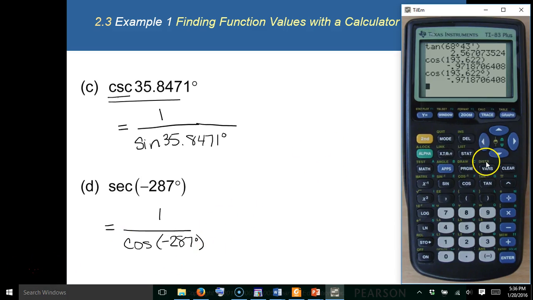All right, so over here on my calculator screen, I'm going to clear this out. I'm going to say 1, let's do part C over here, part C, divided by sine of 35.8471.